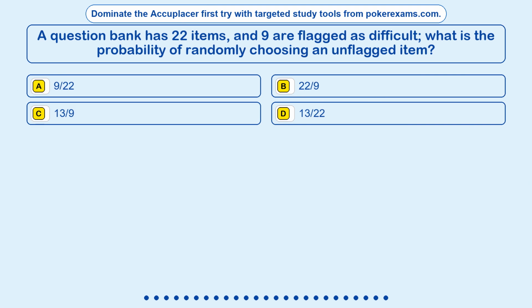Question 10. A question bank has 22 items, and 9 are flagged as difficult. What is the probability of randomly choosing an unflagged item? Option A, 9/22. Option B, 22/9. Option C, 13/9. Option D, 13/22.